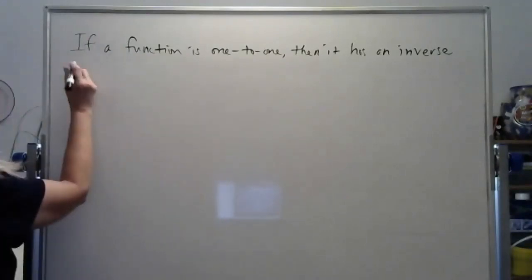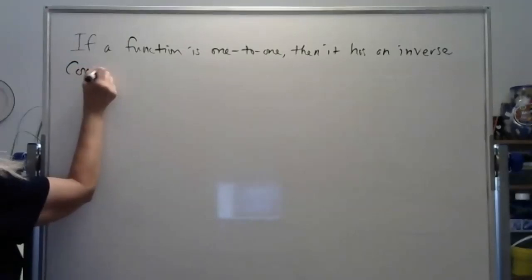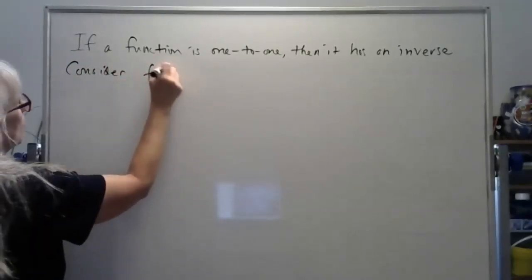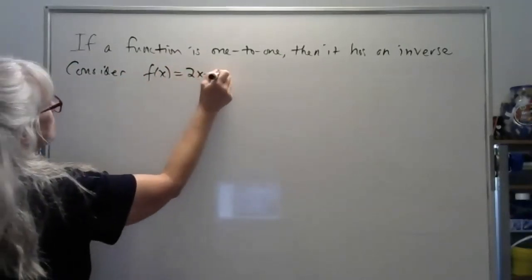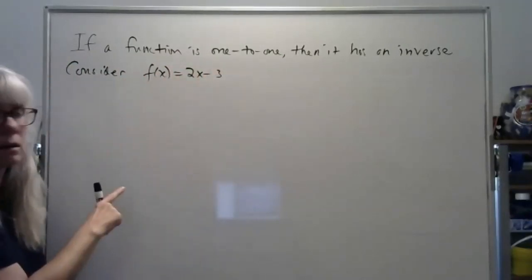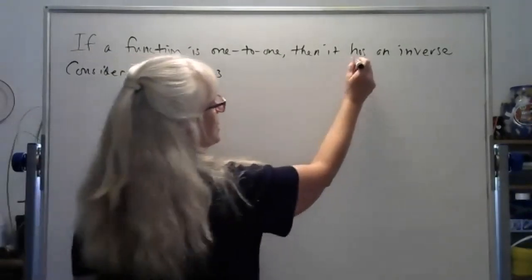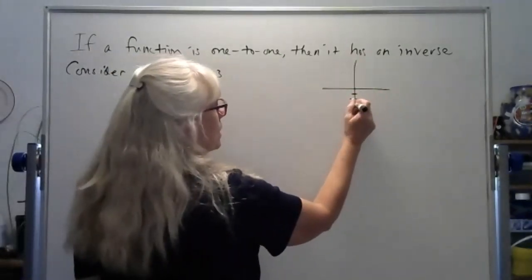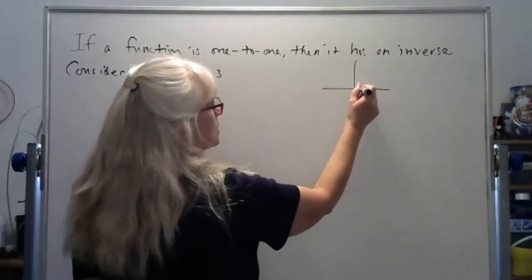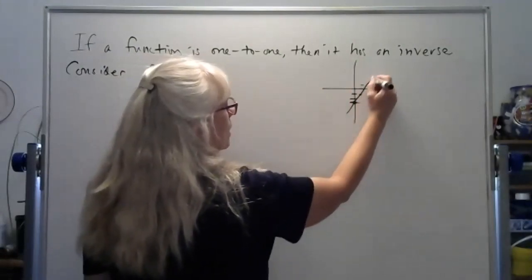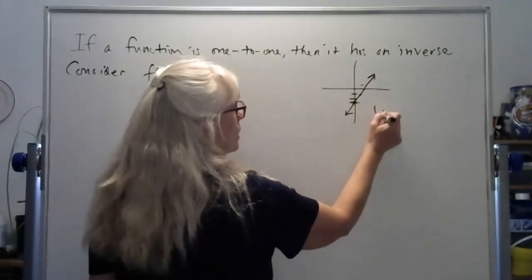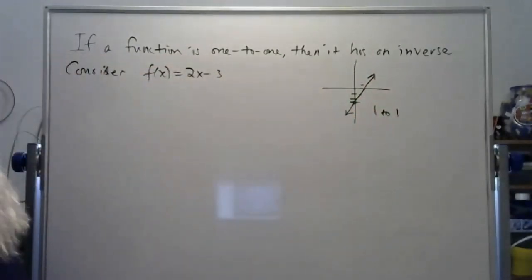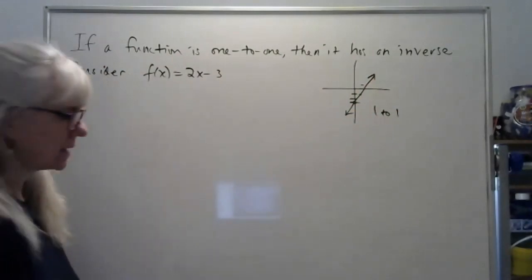So we're going to consider the function f of x equals 2x minus 3. Now we know that that's a line. And if we think about that line, just as a side note, it's got a y-intercept down here at -3. It's got a slope of up 2 over 1, up 2 over 1. And we can see that this is 1-to-1. It passes that horizontal line test. So because it's 1-to-1, it has an inverse function.